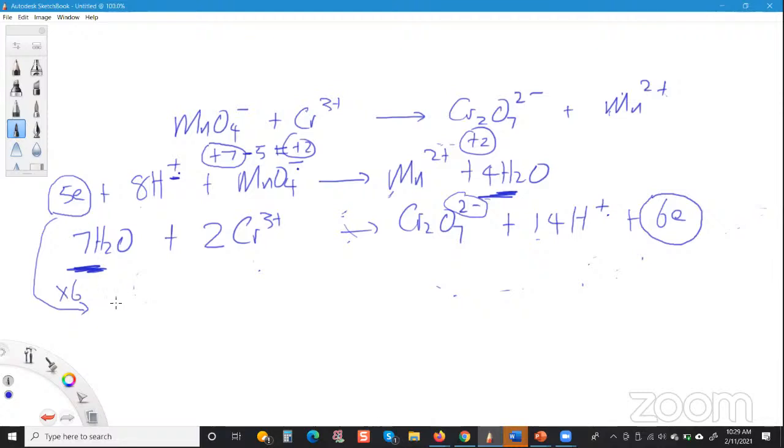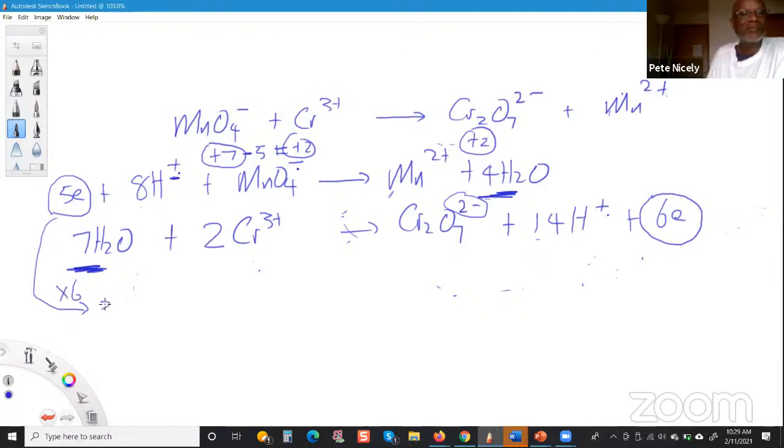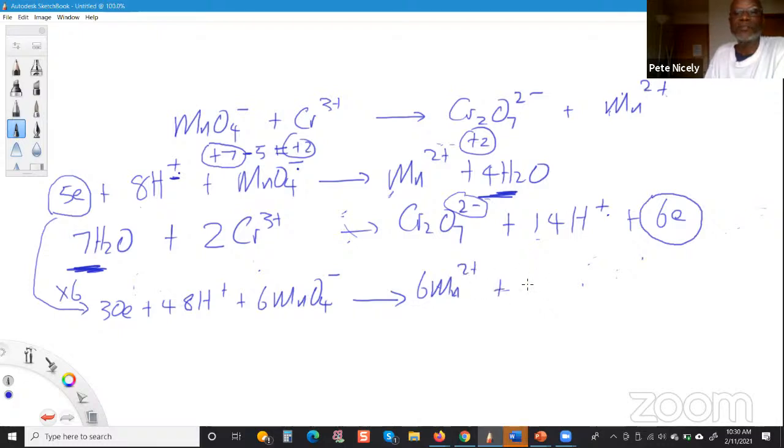So let's do that. 6 times 5 gives you 30 electrons, plus 6 times 8, that's 48 hydrogen ions, plus 6 permanganate ions. And then on the right side, we have 6 Mn2+, plus 6 times 4 is 24 H2O. Okay, so I would agree with that. But what would you do with the next half equation? What would you multiply that by? By 5, exactly.